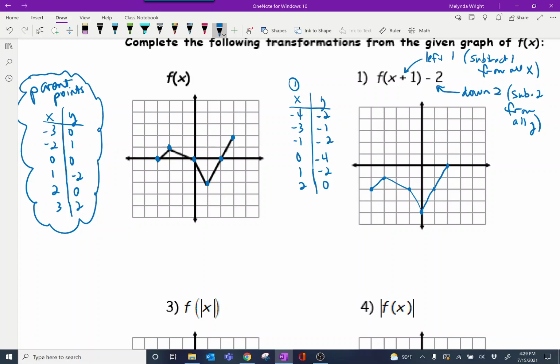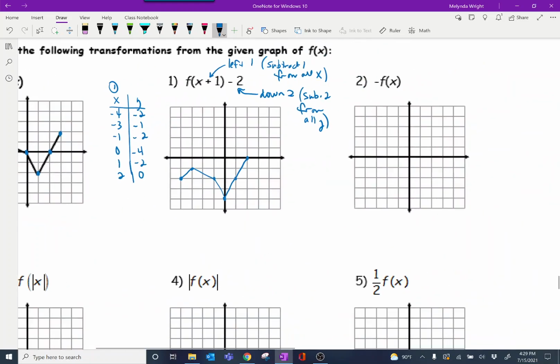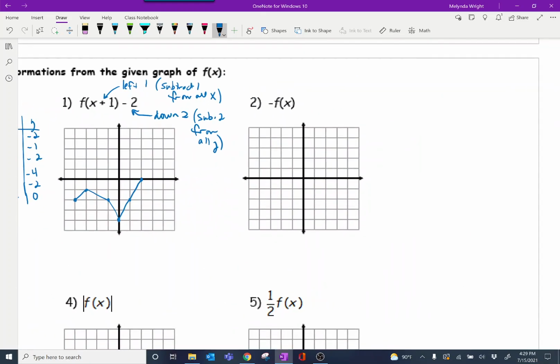Okay, so let's look at our second example. This transformation is a reflection over the x-axis. Okay, and these are points number 2. So when we reflect over the x-axis, what we're doing is we are multiplying each y value by -1. That's what we're doing. So the original x values remain unchanged.